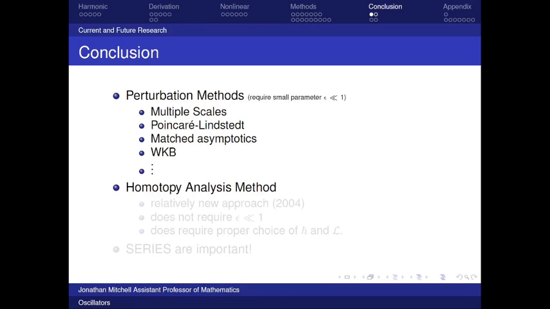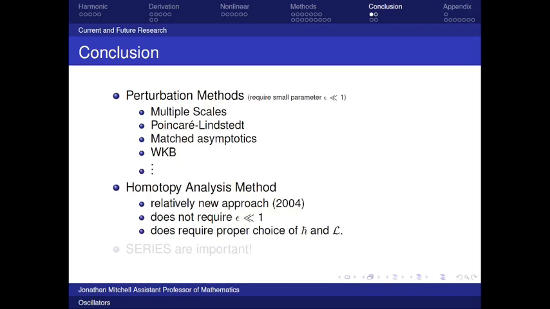Let me close out the several perturbation methods or perturbative methods that we mentioned: multiple scales, Poincare, matched asymptotics. WKB we didn't get to talk too much about. I've got a slide in the appendix if there's time. But the homotopy analysis method is a little bit newer. I've got some slides in the appendix with more details on it. But for now, its benefits are this.